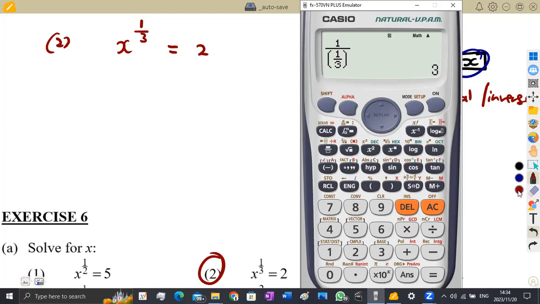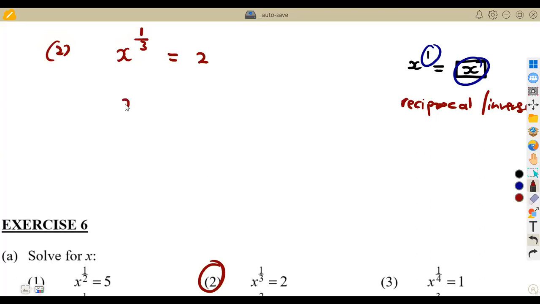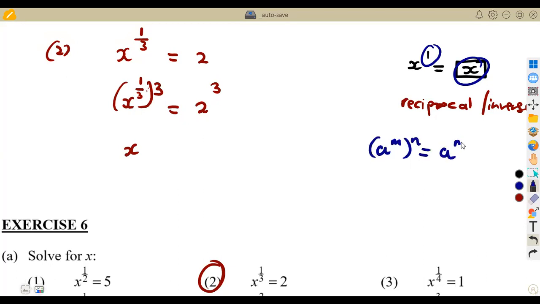So what do you do with the reciprocal? You raise everything that you see to the exponent of the reciprocal. So that's x to the exponent of 1 over 3 to the exponent of its reciprocal, which is 3 over 1 or just a 3. And you also do that on 2, you raise it to the exponent of 3 also. So here you're going to multiply a third and a 3, an exponent to an exponent: a to the exponent of m to the exponent of n gives us a to the exponent of mn. We multiply m and n.